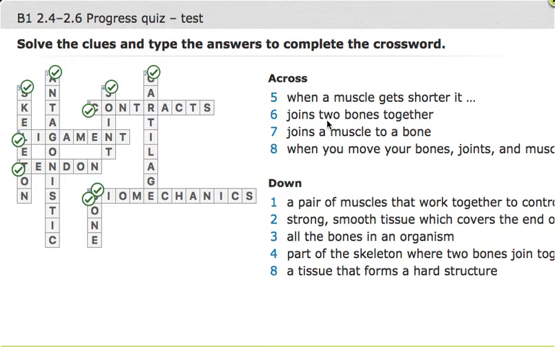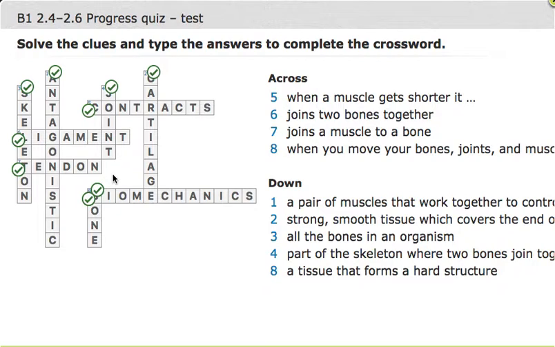Number 6, joining two bones together. Those were our ligaments. And we saw the videos with Mr. Day, who said he'd snapped his ACL. That meant he'd snapped a ligament. That means the bones were disconnected. 7, joins muscle to bones. Those are the tendons. And again, if you stretch your muscles maybe too much, if you overexercise, you can damage your tendons.